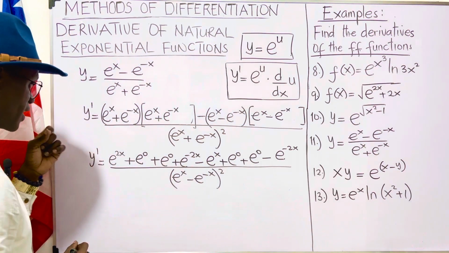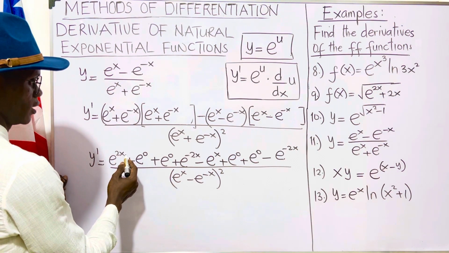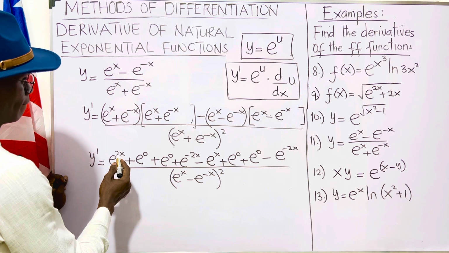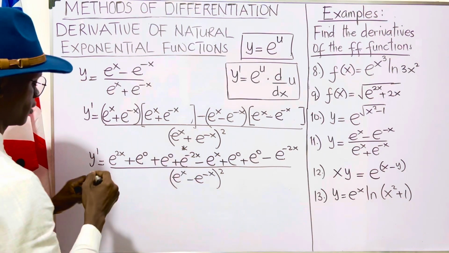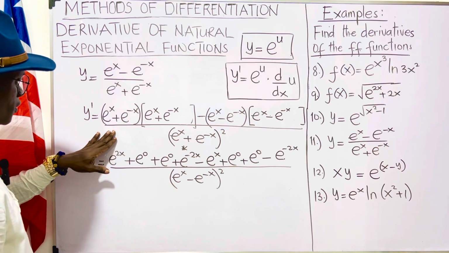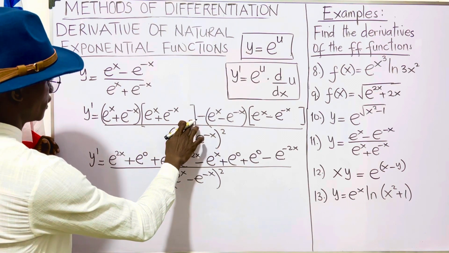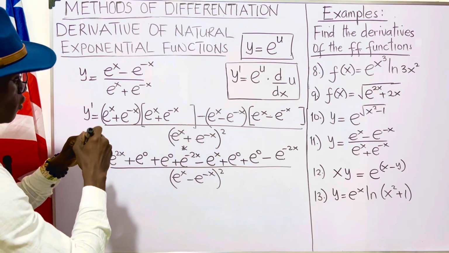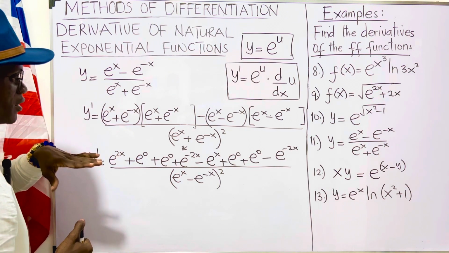So we can simplify now. e raised to the power positive 2x, and then okay, let's observe somewhere around here so that we don't get ourselves confused. There was a negative here, right? So let's go over it right here, please. Let's go over it so that we don't get ourselves confused.